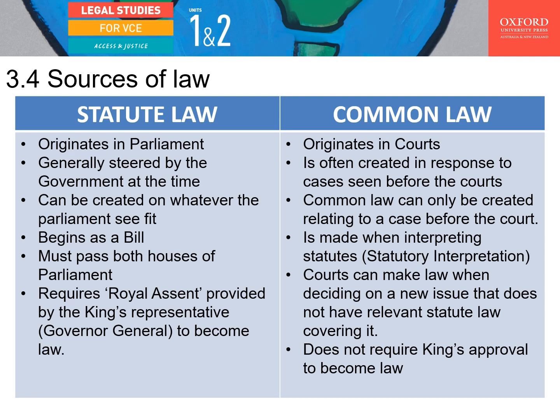Common law, on the other hand, is often created in response to cases seen before the court. So a judge cannot create law based on whatever they see fit. There has to be a case that they are hearing on which they must make a decision, which is when they can make a decision that creates new common law. And this means where they have to interpret a statute, so where there's statutory interpretation taking place, or when they're making a decision on a new issue that doesn't have any relevant statute covering it. It also does not require the King's approval to become a law. So that's some of the differences and similarities between statute and common law.